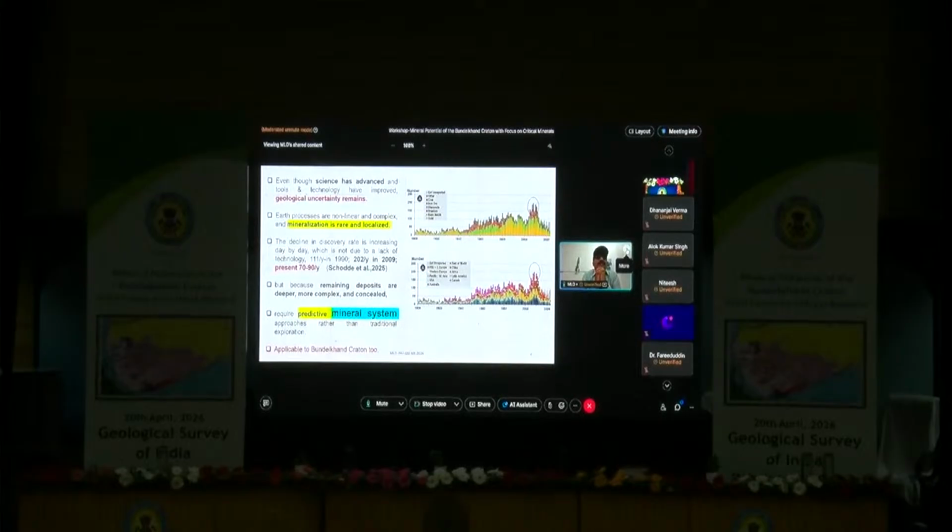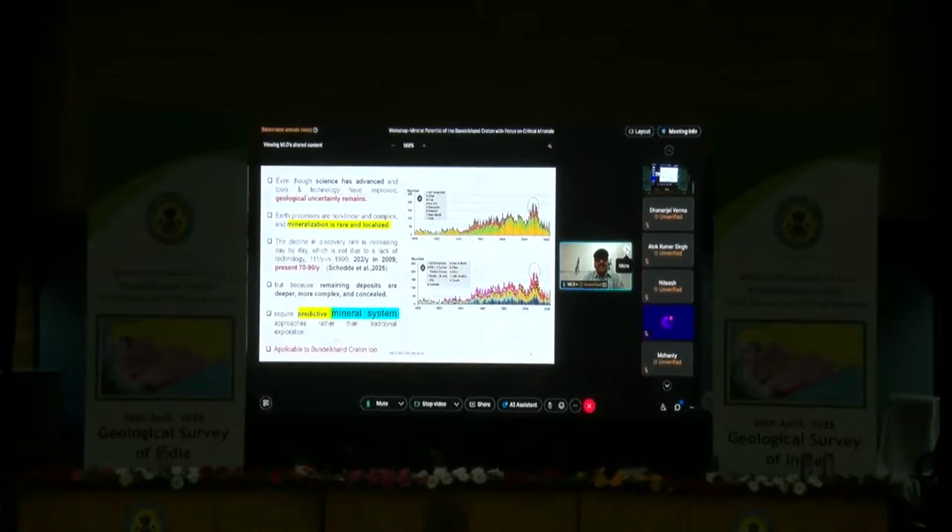Why was it required? Everyone knows science has advanced, tools and technology have developed, but geological uncertainty remains as it is. Because our processes are nonlinear, they are complex, and mineralization is rare, very localized and concentrated. If all the combinations of many ingredients work together, then mineralization will take place. Otherwise, it is very difficult to get mineralization everywhere.